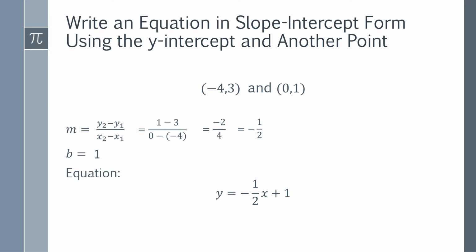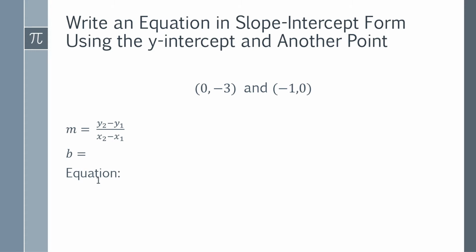Let's look at another one. What is the equation of the line going through 0, negative 3, and negative 1, 0? First, we're going to look at the slope, and we're going to calculate it with our handy-dandy formula. So we have 0 minus a negative 3 over negative 1 minus 0, which is 3 over negative 1, which is just negative 3.